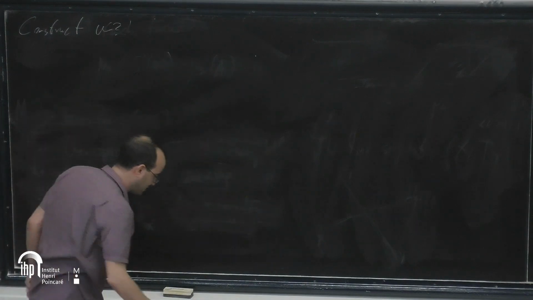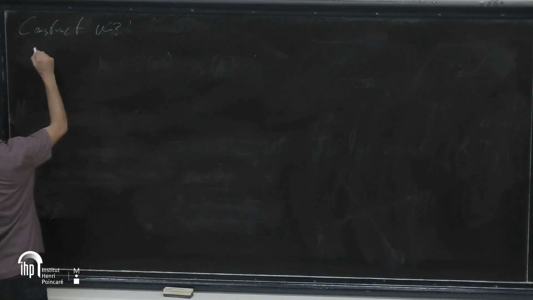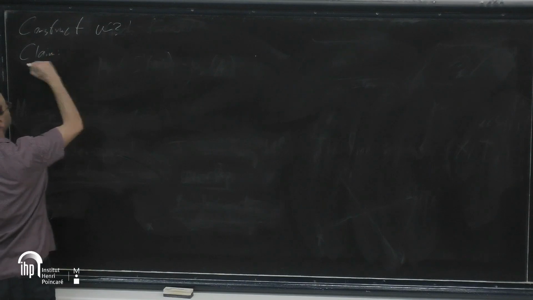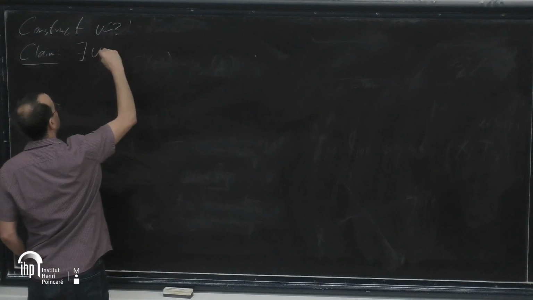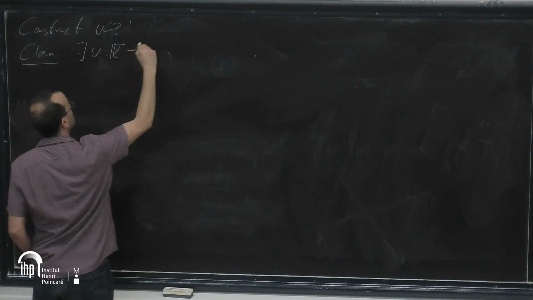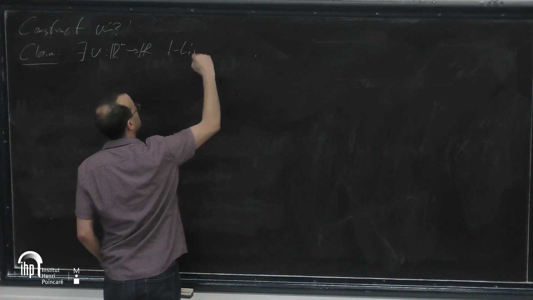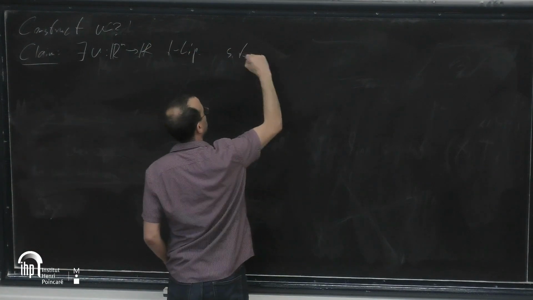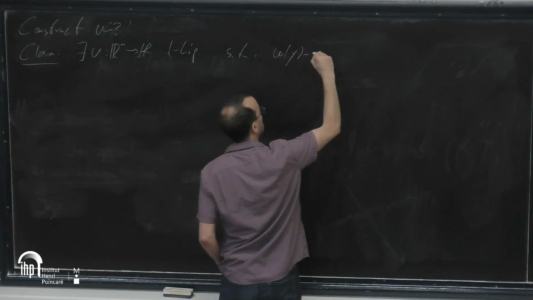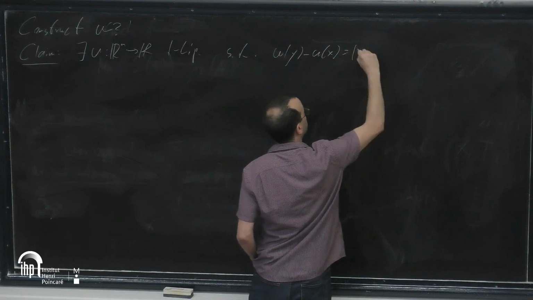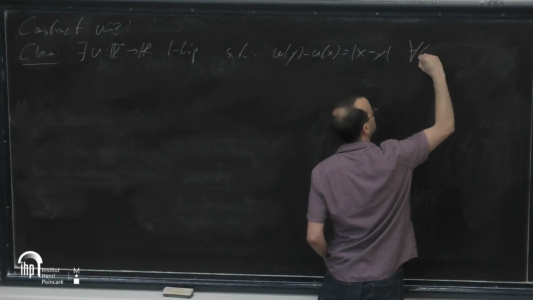So the claim is that, given these optimality conditions, there exists u from Rn to R, 1-Lipschitz, such that u of y minus u of x equals the distance between x and y for any point in the support.